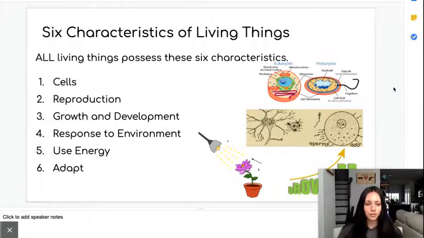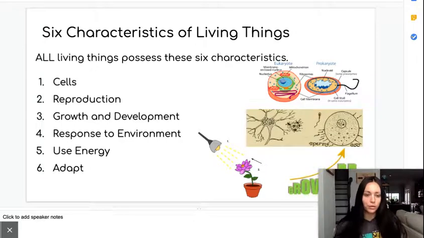The second characteristic that must be true for something to be living is reproduction. This means that that living thing can produce offspring or smaller versions of itself, okay? There are also several different methods of reproduction, which we again will look at later in the unit. But now all you need to know is that if something is living, it can reproduce or can create more of its own organism.